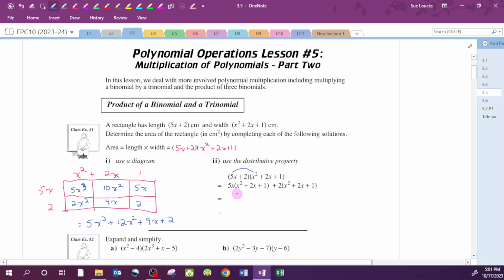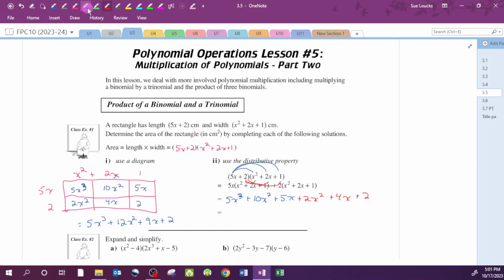So I get 5x times x squared, which gets me 5x cubed. 5x times 2x is 10x squared, and 5x times 1 is just plus 5x. Then I'm going to do the 2 times x squared. That's 2x squared. And 2 times 2x is plus 4x. And 2 times 1 is plus 2.